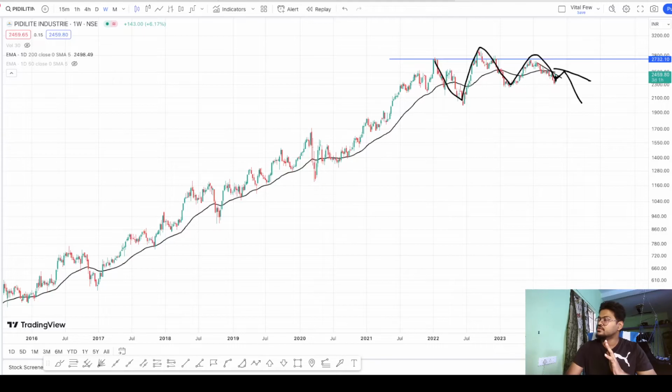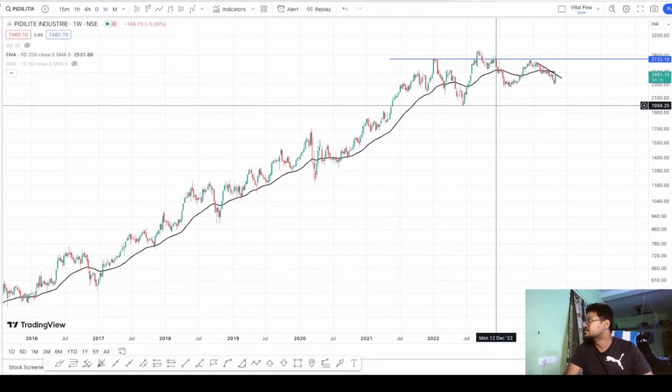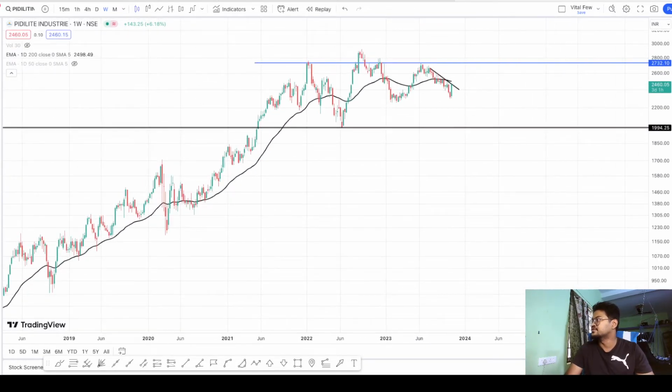So we do not have to mark our entries here, as I already mentioned. And if I consider the support level, I see this 2000 level as its potential level of support. The price could take a turn here, and it could hit this level, almost 2000, and then from here on it can start going up, but that will take a long time. This is showing June 2024 around, just an estimation. During that time we have to mark the price action and then mark our entries for Pidilite Industries.